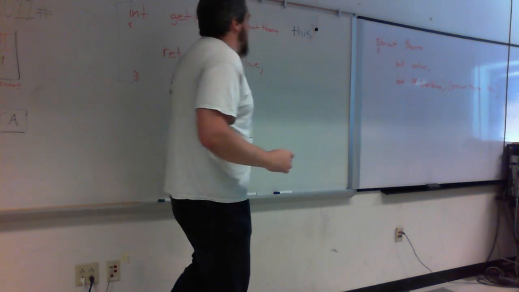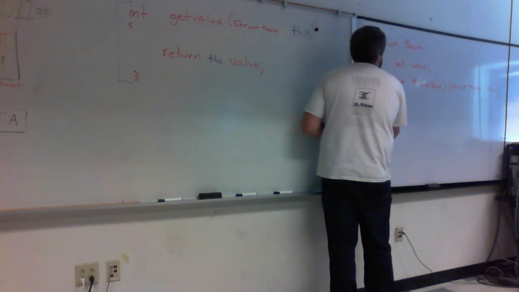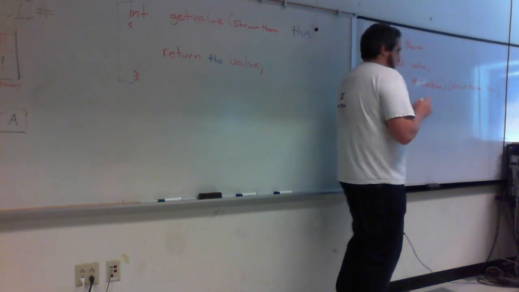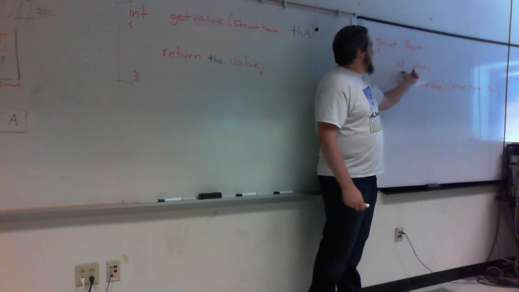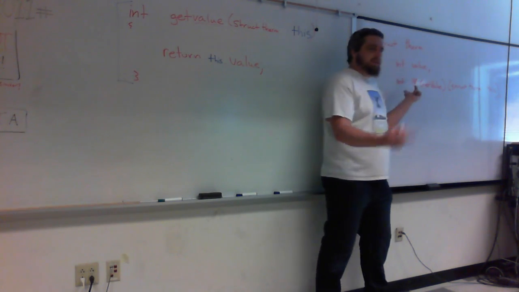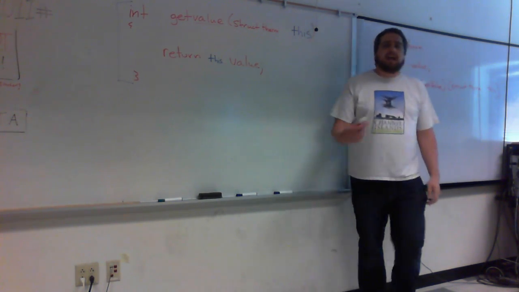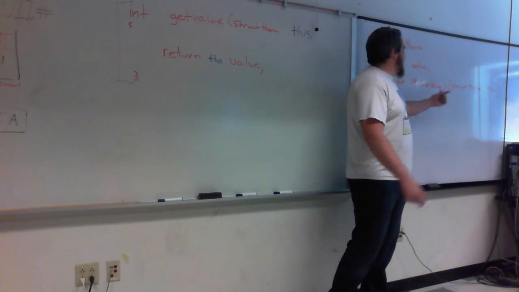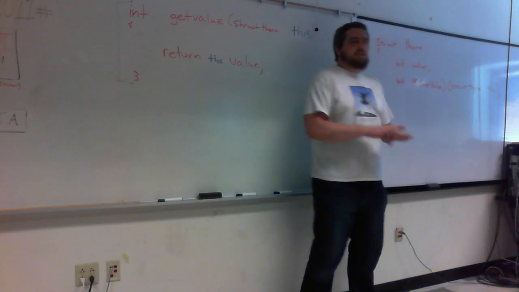So this here is a function pointer. That means that inside of my struct therm, there is an int value, and there's a pointer to a function that returns an integer and takes a struct therm this as its object, called get value. This get value and this get value over here are different get values.